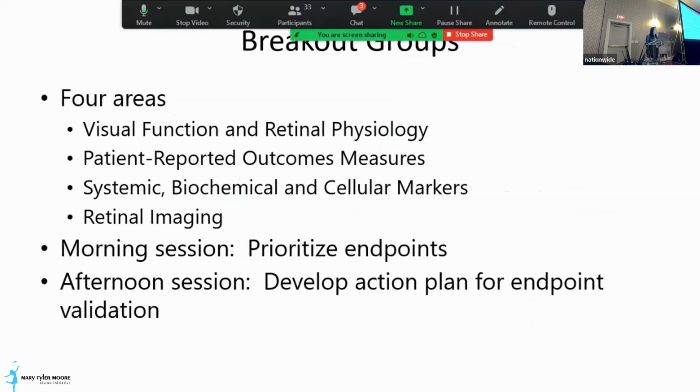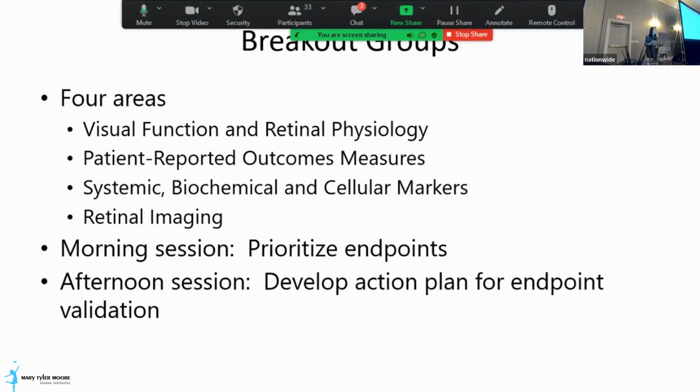Our morning session will prioritize the endpoints that we're talking about, clinical endpoints, surrogate endpoints, and then the subset of those that might have potential for registration trials. The afternoon session, we're going to really develop action plans for endpoint validation. I'll just close by saying, I think one of the really important things in this space, Tom talked about the fact that this is going to need not just this year's work, but 5 years work, 10 years work, potentially decades worth of work. So it's really important for us to identify folks that are going to be future leaders in the space.